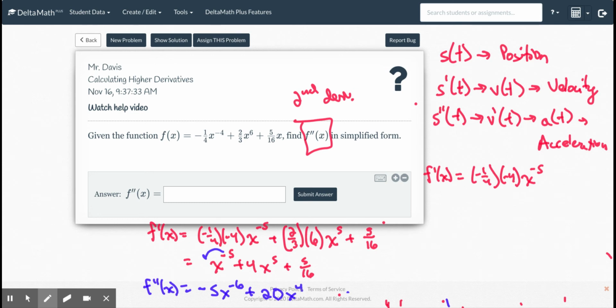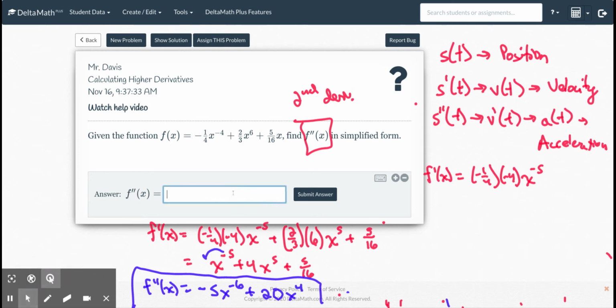And then the derivative of a constant just goes away, so that 5/16 is completely gone. And this is what we're left with for our answer. Let's go ahead and type that in. Again, it's okay to use negative exponents on this particular problem set.